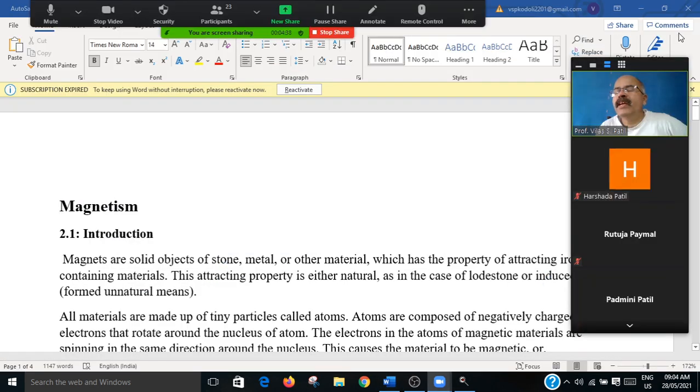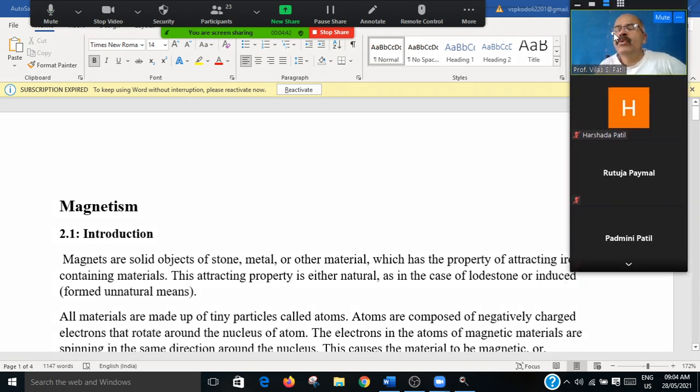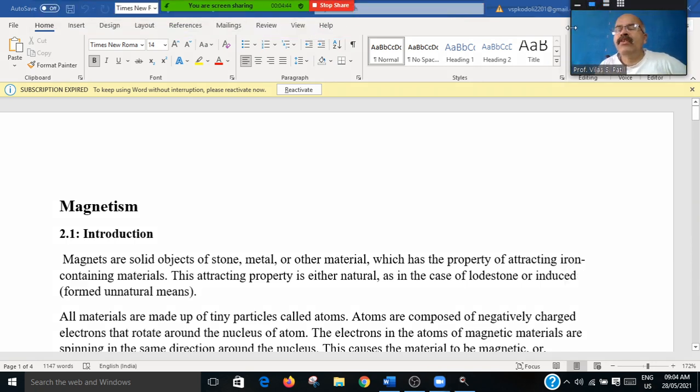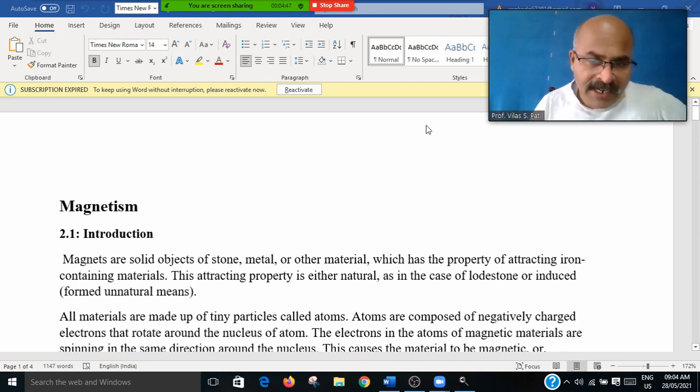In the last lecture, we completed the alternating circuit. Today, we are going to see the next topic, that is magnetostatics.